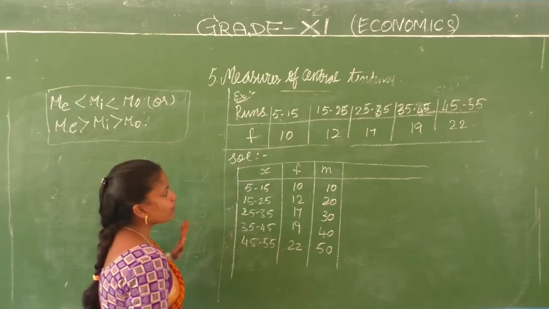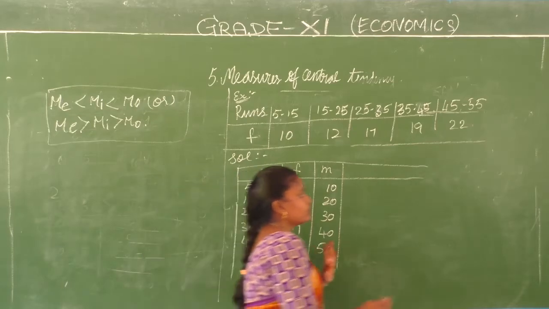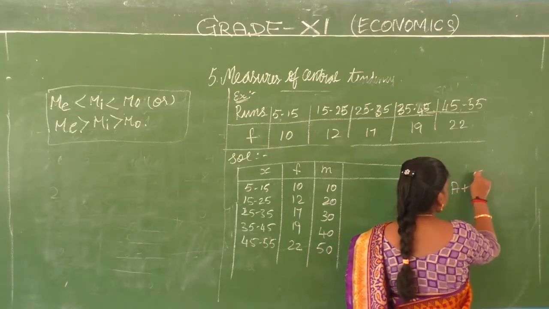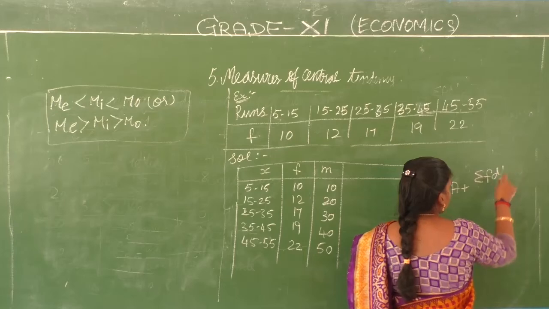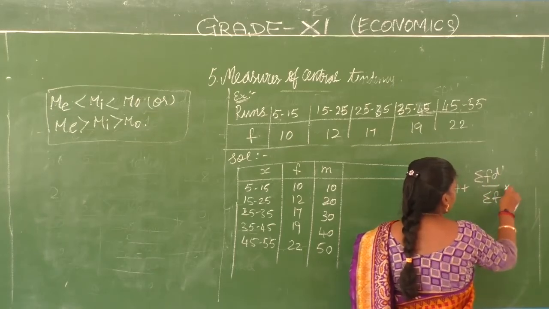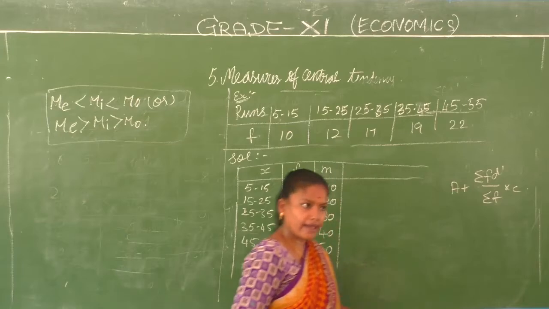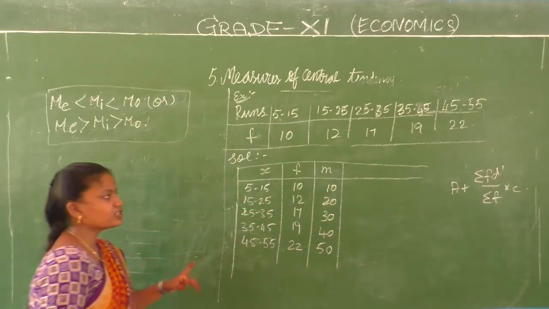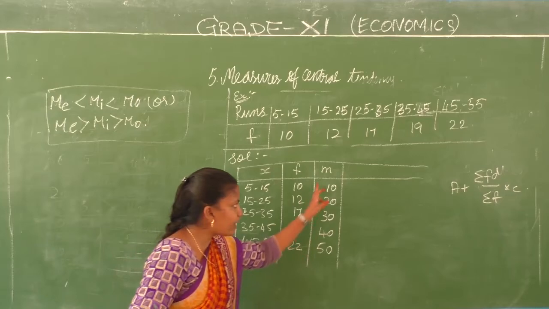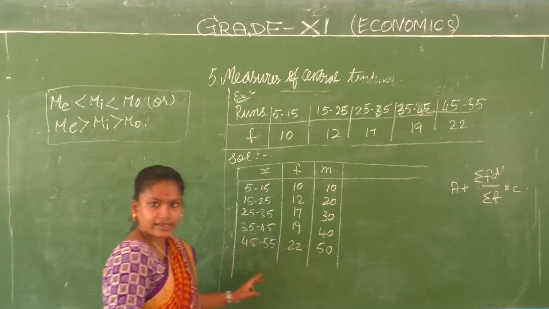Next step. Which formula is for step deviation, children? Let's take the formula first. A plus sigma FD dash by sigma F into C. We need sigma F, we need sigma FD dash, and we need an assumed mean. Where do you take that mean from? You take it from here. From M you take the value.